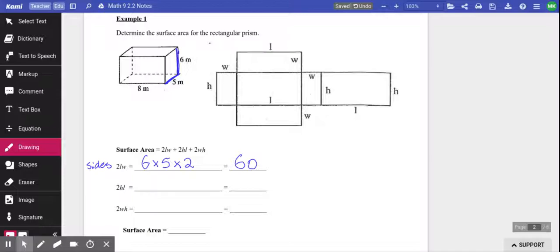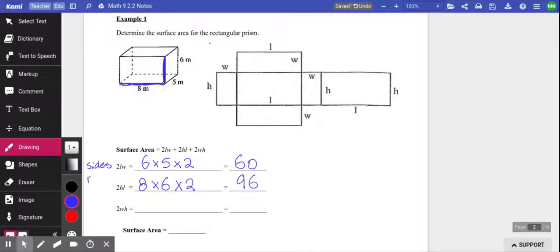Then I'm going to do front and back. If I want to do the area of the front and back, I do the area of the front, which is 8 and 6. And because the front and the back are the same, I times my answer by 2. That should get you 96. Want to try that? I seem not confident in that. 96? Yeah, all right. That would be the front and back.